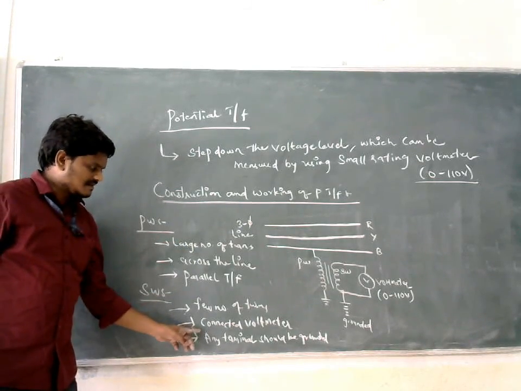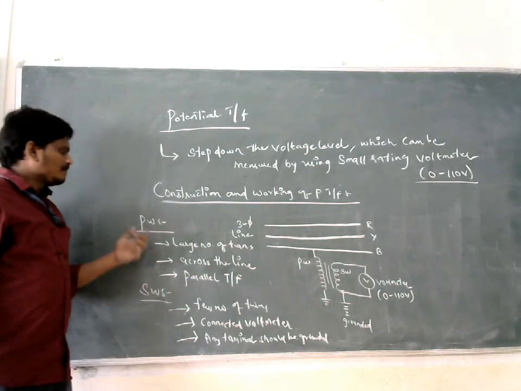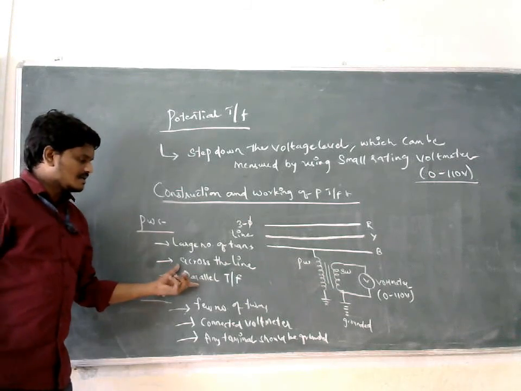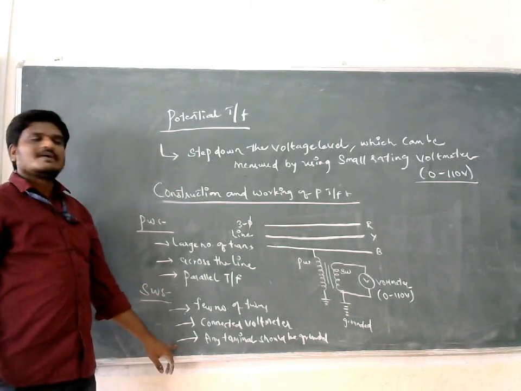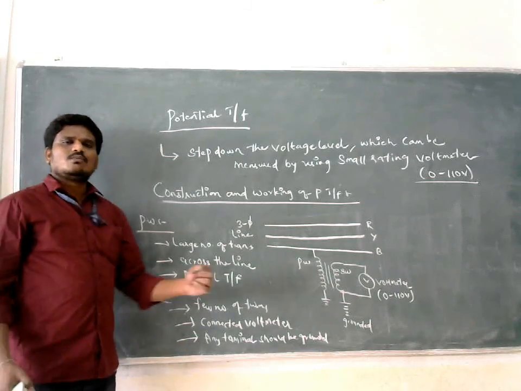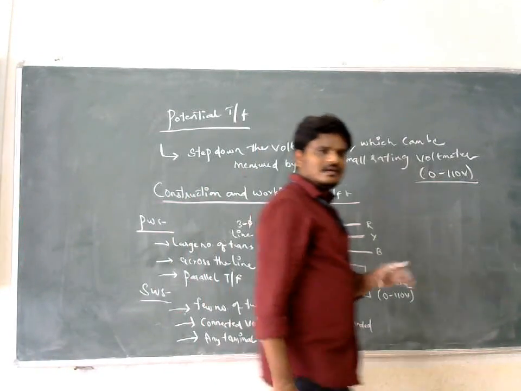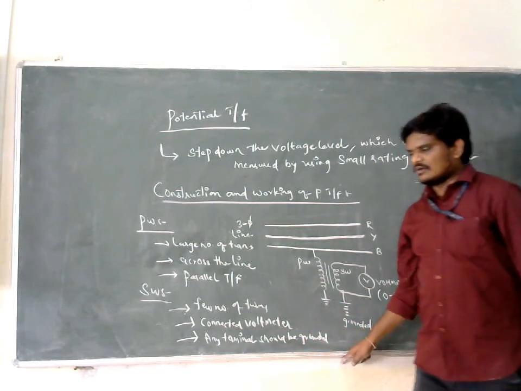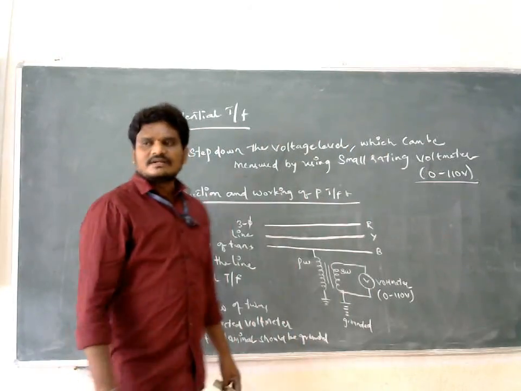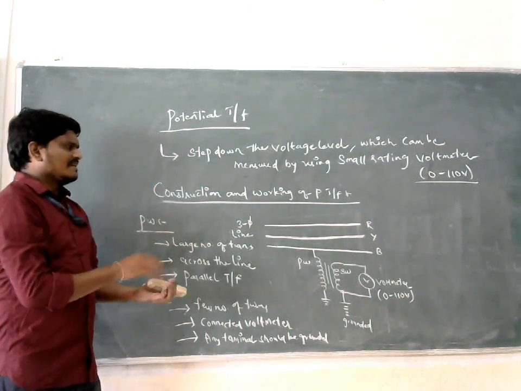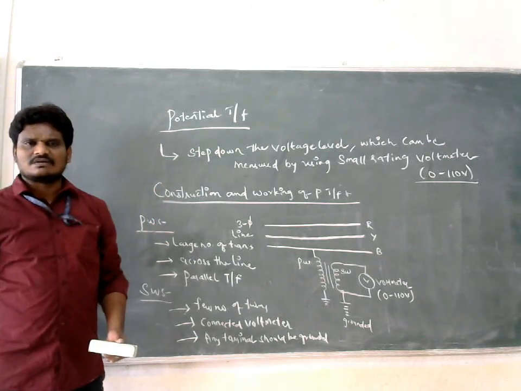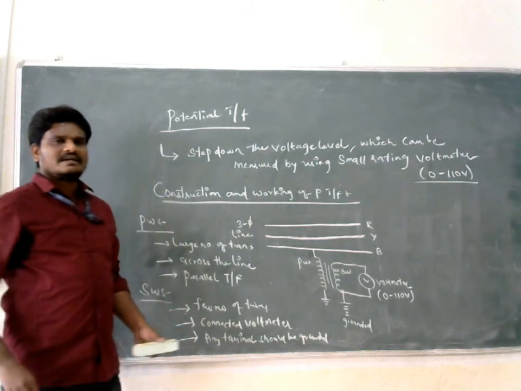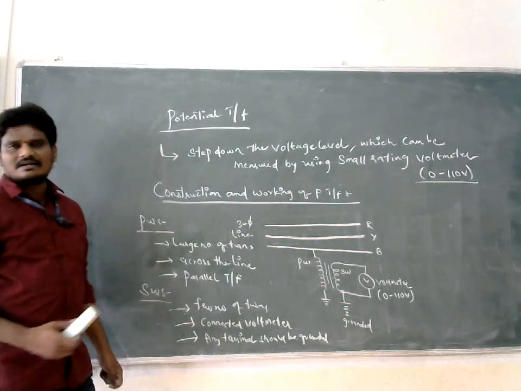Secondary winding is directly connected to what? Voltmeter. Primary winding is connected across the line. Hence, the potential transformer can be called what? Parallel transformer. There is one more important point regarding the secondary winding. Any one terminal of the secondary winding is grounded for the purpose of safety. This is regarding the constructional details of a potential transformer. What are the different parts? Primary winding and secondary winding.